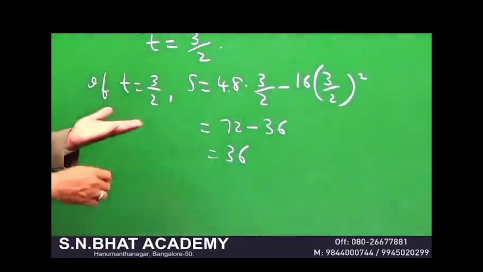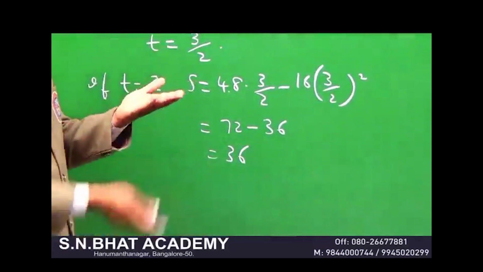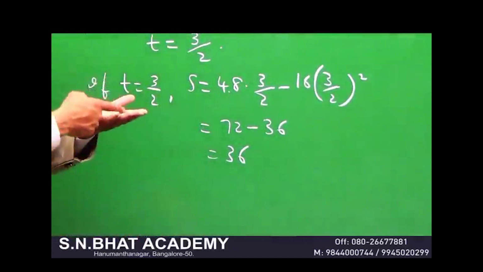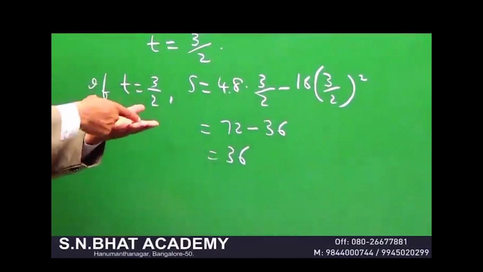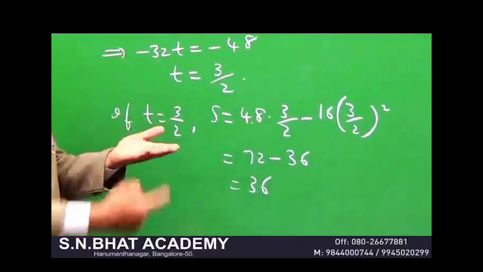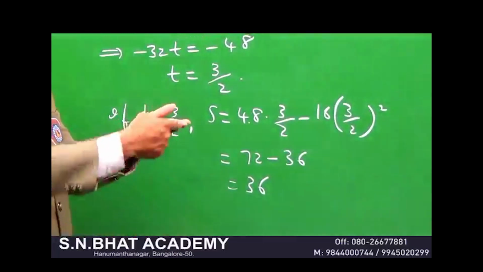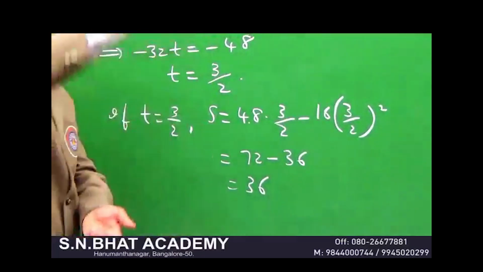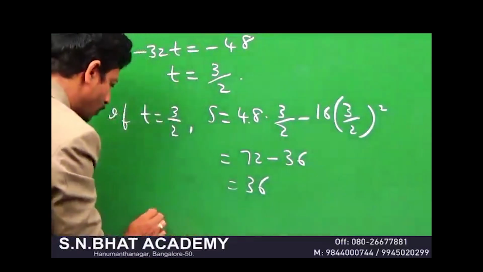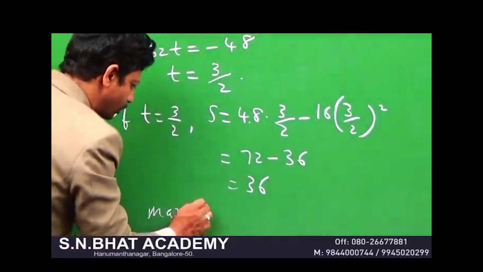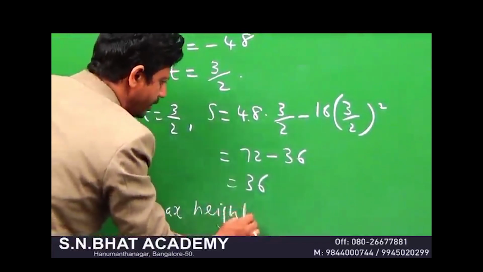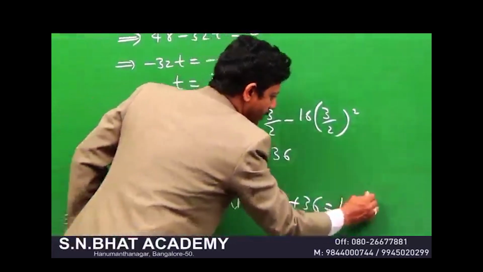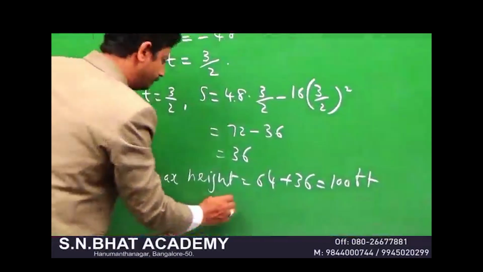So this is the height of the stone from the top of the tower, but the tower itself is 64 feet. So height of the tower is 64 feet. From the top of the tower, the stone goes a height of 36 feet. So 36 is the height of the stone from the top of the tower, and the tower is 64 feet. The total height is 100 feet. So maximum height of the stone is equal to 100 feet. It is the sum of these two heights. 64 plus 36, that is 100 feet, which is option 1.